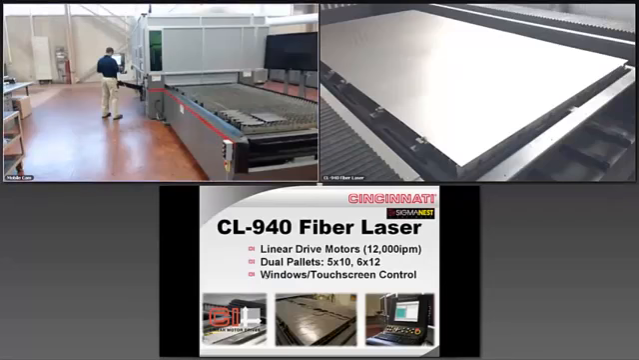And the machine that we're going to be doing this demonstration on for you and cutting is actually the CL940. So the 40 designates that it's a 4,000 watt power source. All of our lasers since the mid-90s have linear drive motors with a rapid traverse speed of 12,000 inches per minute. They come in dual pallet configurations, 5x10, 6x12, and on some models 8x20. This particular one is a 5x10 dual pallet.